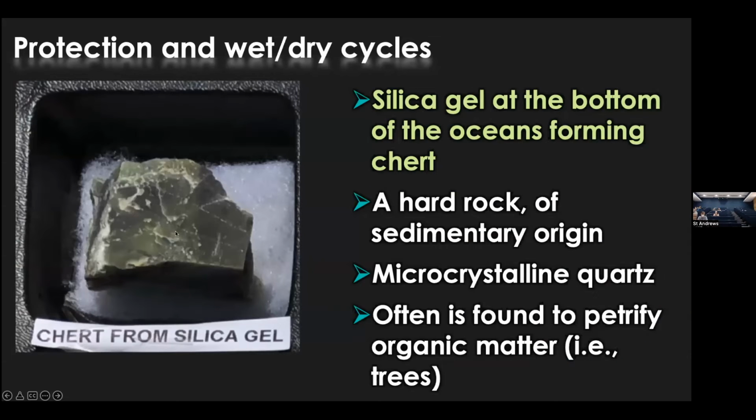And now we have here a chart from the more recent theories about it. Chert deposits, starting from a silica gel at the bottom of the oceans. And it's a very hard rock of sedimentary origin, micro to cryptocrystalline quartz. It's quartz, it's not amorphous like opal is. It's microcrystalline to cryptocrystalline, and often is found to petrify organic matter. For example, the petrified forests. It's this material exactly.